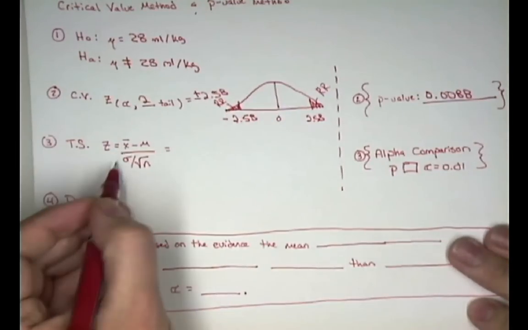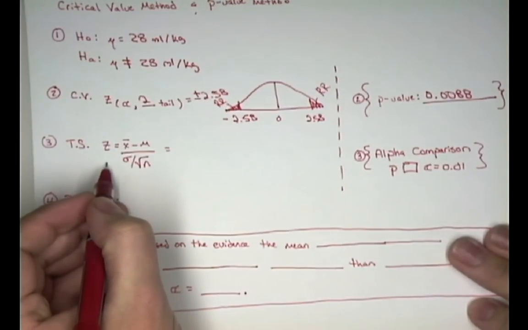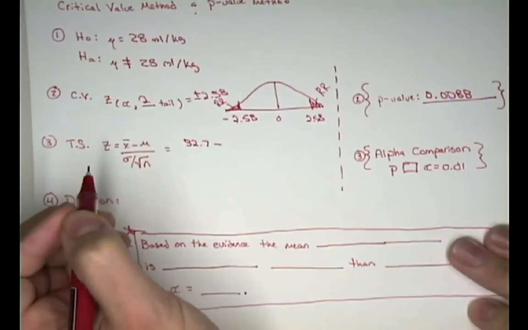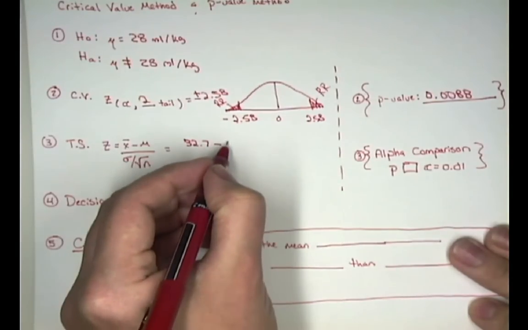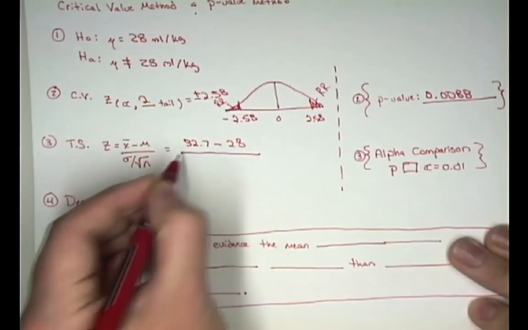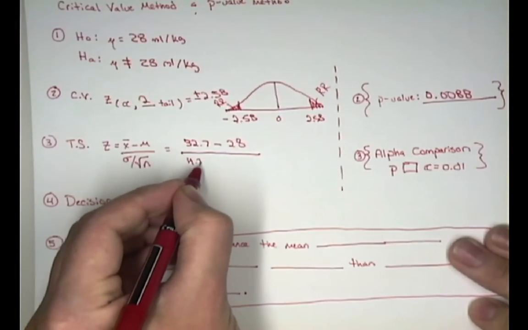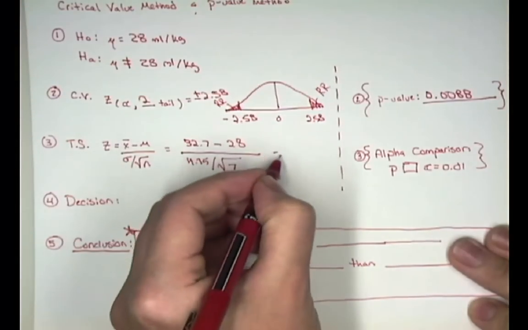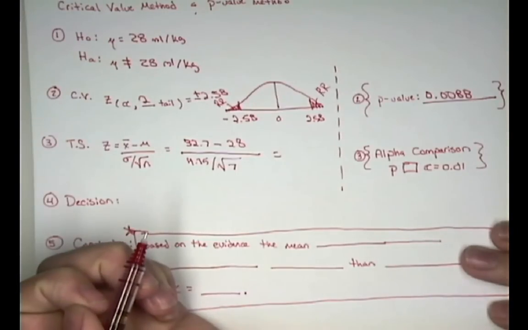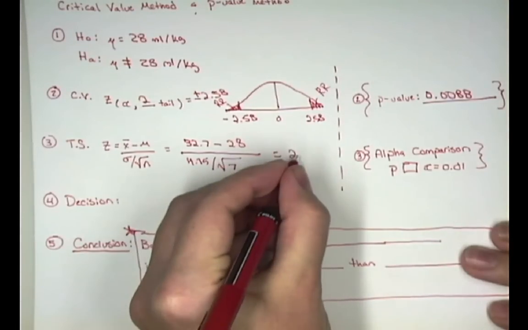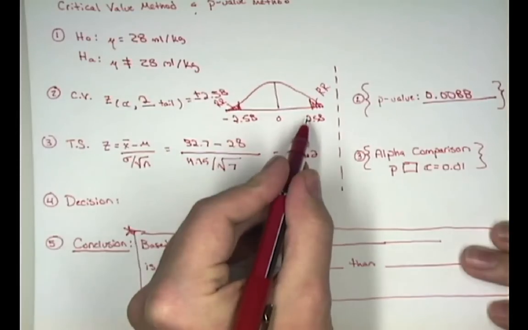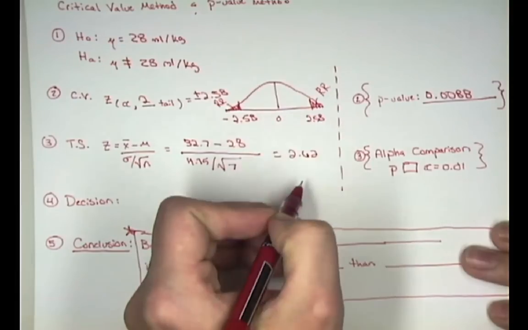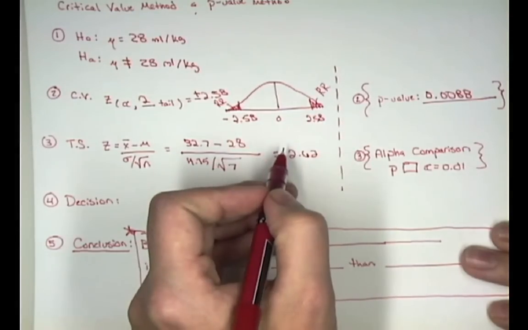Back to the critical value method, you guys have to do a test statistic. So you're going to plug in your sample mean, 32.7, minus your mu, the mean they are claiming, 28. Divide that by sigma, 4.75. Divide that by the square root of n, which is 7, and you should be getting a test statistic of 2.62. And then you have to see where that falls in your picture. Does it fall in your rejection regions? Well, it does. So you will reject H0 based on that.